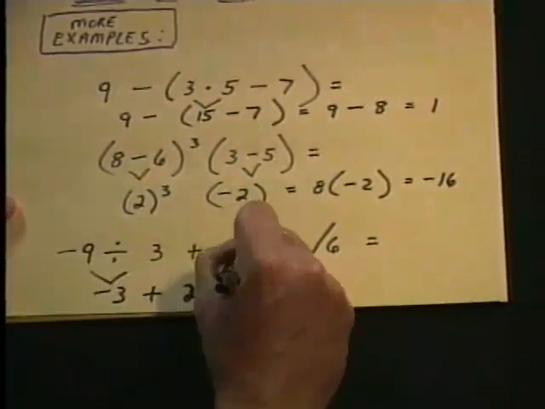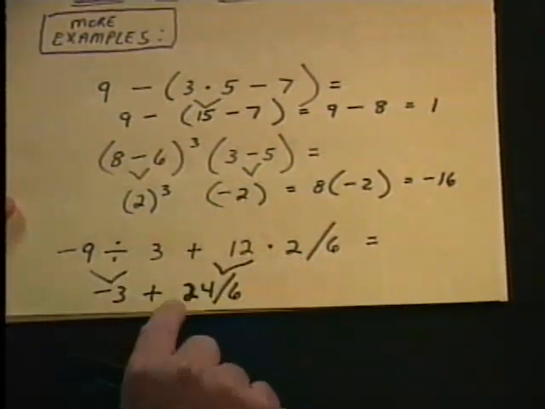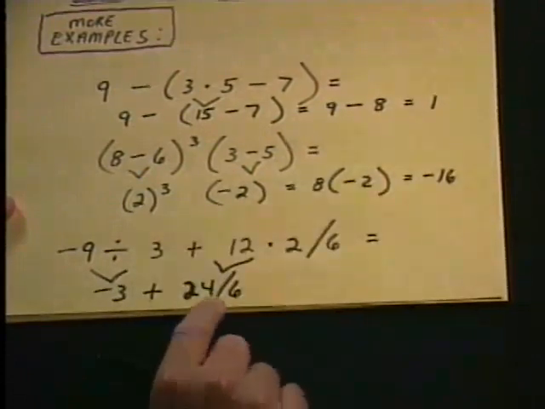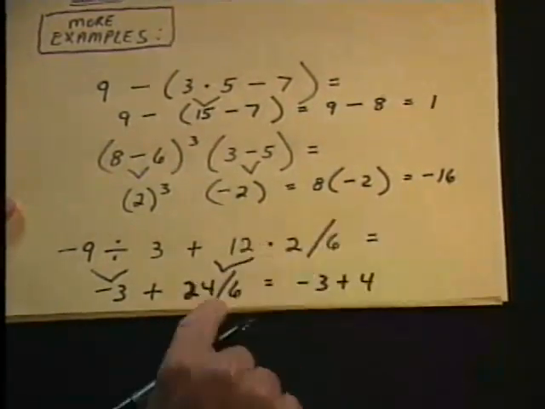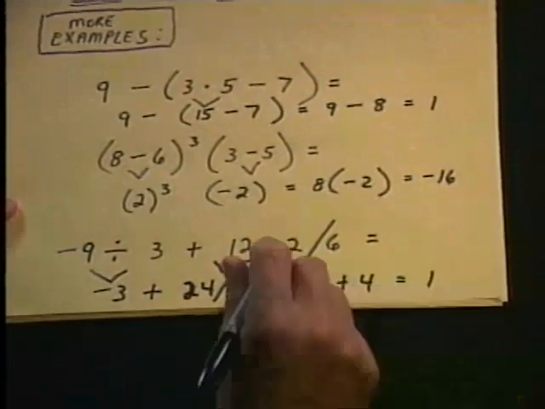All right, so we went ahead from left to right. We did this division first. We did this multiplication. Now we're down to this step. I guess what we get to do from here, the addition or the division? Division takes the higher priority. So this will be negative 3 plus 24 divided by 6 is 4, giving us another answer of 1.